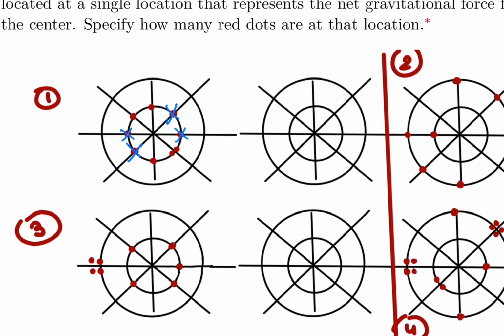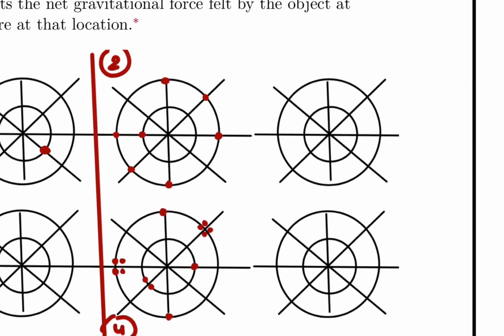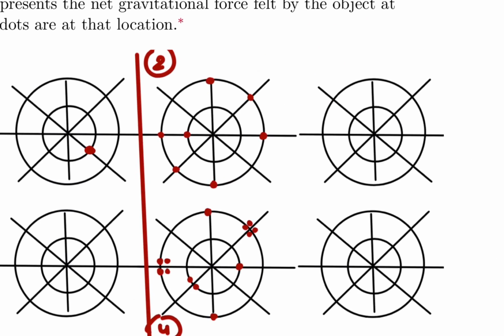Similarly, these cancel each other out. Similarly, these cancel each other out. And then one of these cancels out one of these. So then the net result is just this. So the net gravitational force is towards the lower right. Similarly, this cancels this, this cancels this, this cancels this. There's a net gravitational force to the left.